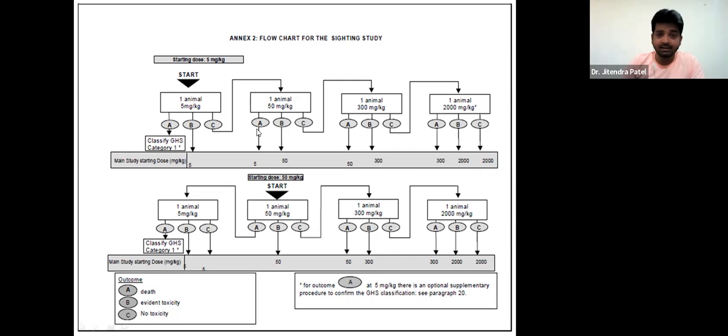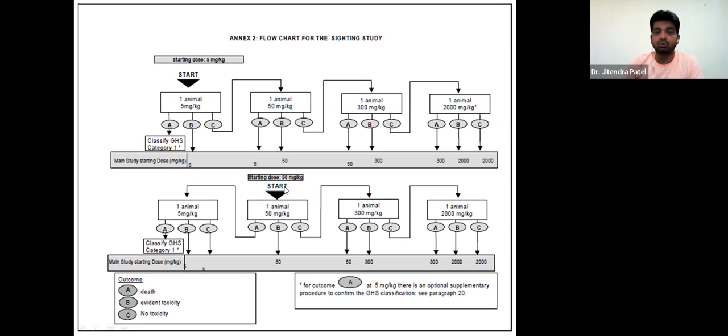If the animal dies, this dose will be considered for the main study. If it shows toxicity at 50 mg per kg, this dose will be taken. If there are no symptoms, no toxicity, further we will take it to the next zone, that is 300 mg per kg, right? So likewise it will go on.